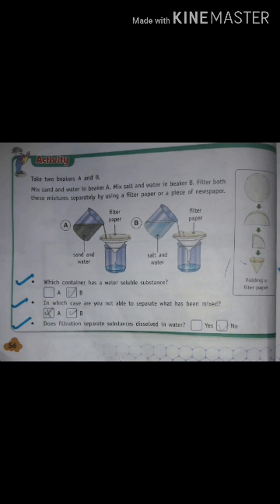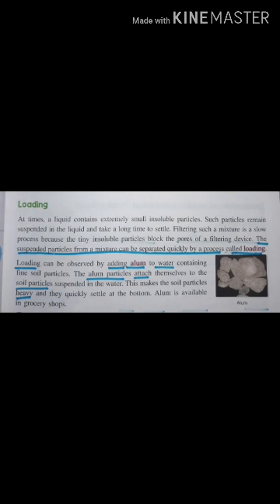After it, one more question they have given. Does filtration separate substances dissolved in water? The answer is no. Filtration can't separate substances dissolved in water. But it doesn't mean that we can't separate substances dissolved in water. We can separate them, but with other processes like evaporation and distillation, and those processes we will study further.